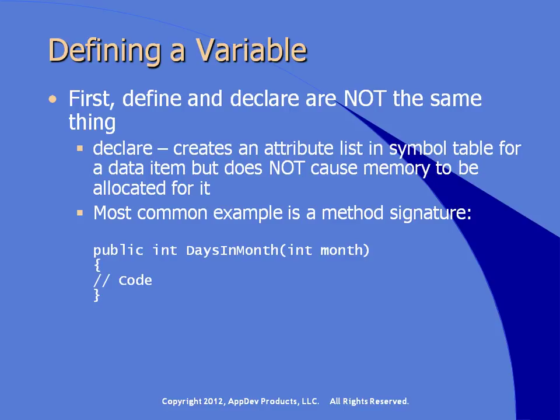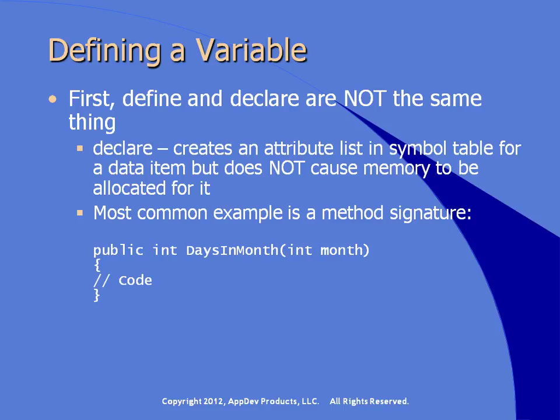Now, in that signature, look at the words between the two parentheses, and it says int month. All the purpose of that piece of information is to tell you the data type that's going to be associated with that particular data item. It does not cause any kind of memory to be allocated for it.